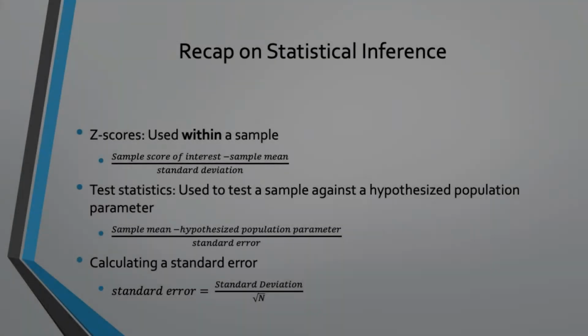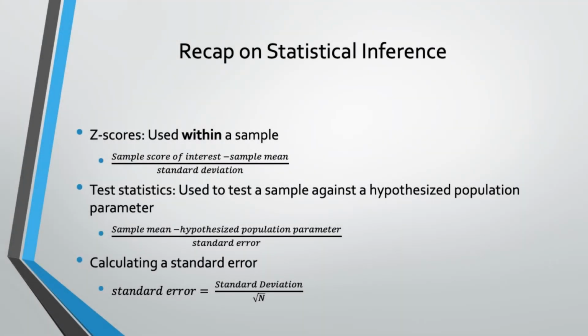So just to do a quick recap on statistical inference so far, last week we learned about z-scores. Now those are used within samples, so we're taking sample scores of interest and subtracting the sample mean from those scores of interest. Today we've talked about test statistics. These are used to test a sample against a hypothesized population parameter. So here we've been subtracting hypothesized population parameters from the sample mean. And then we also talked about the equation for calculating standard errors, which is simply the standard deviation divided by the square root of n. So these are some very helpful equations for you to make note of.